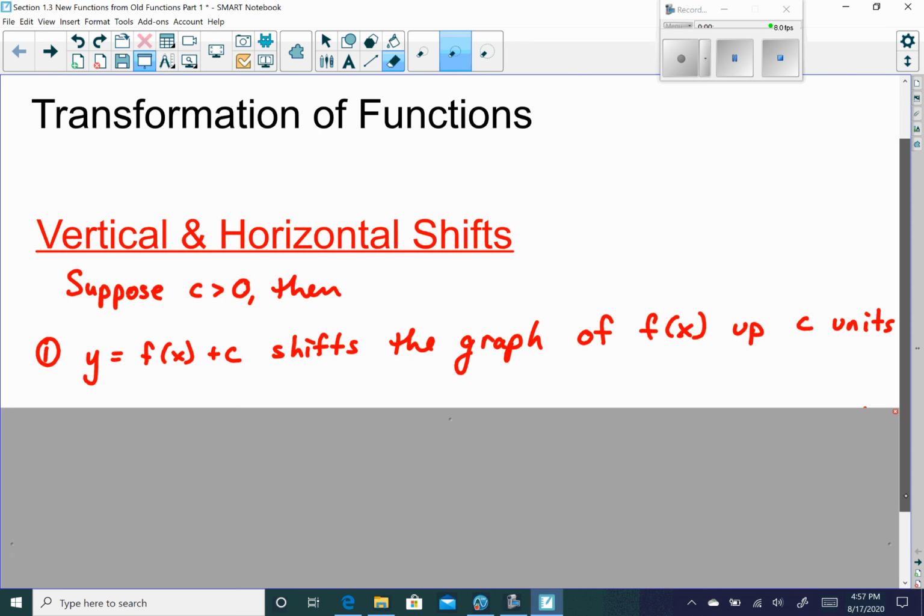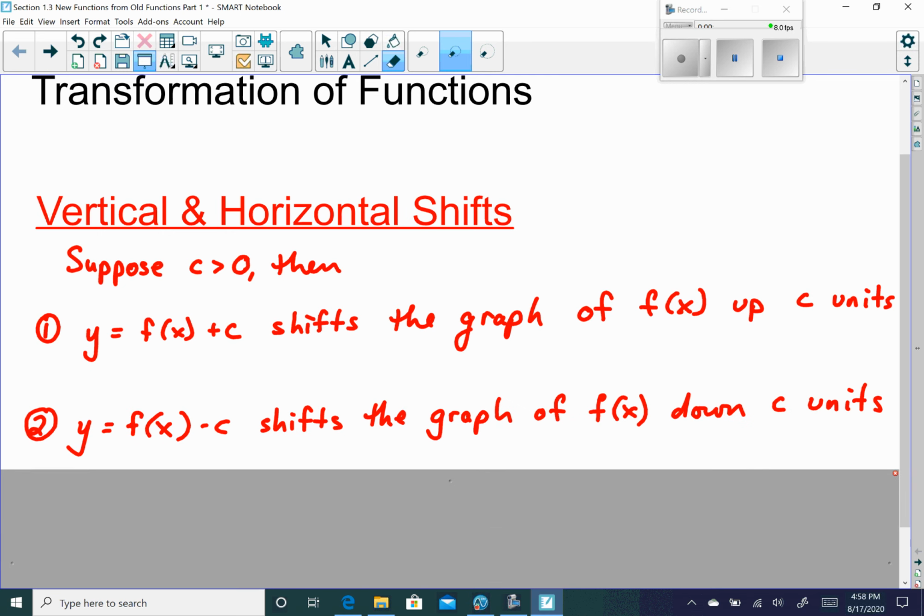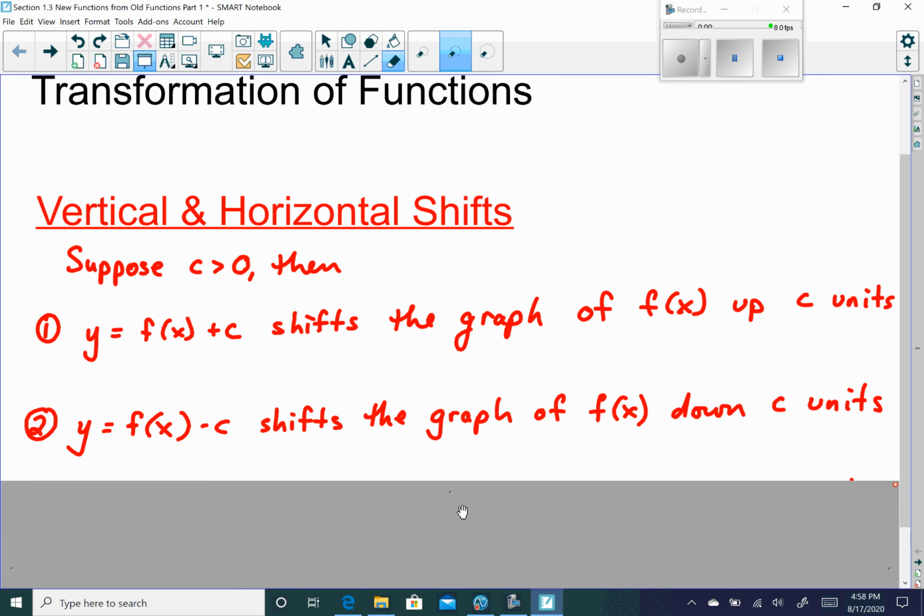And when we look at a function f of x where we see plus some value C, this will shift the graph of y equals f of x up C units. And then just the opposite, when we see y equals f of x minus C, this will shift the graph of f of x down C units.